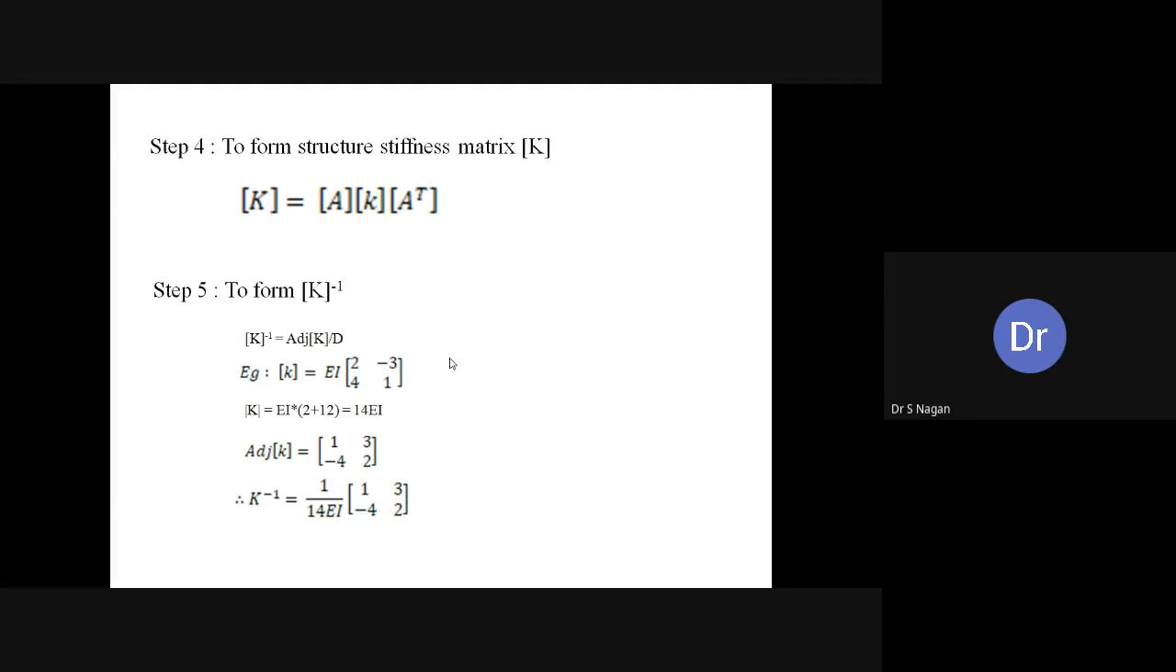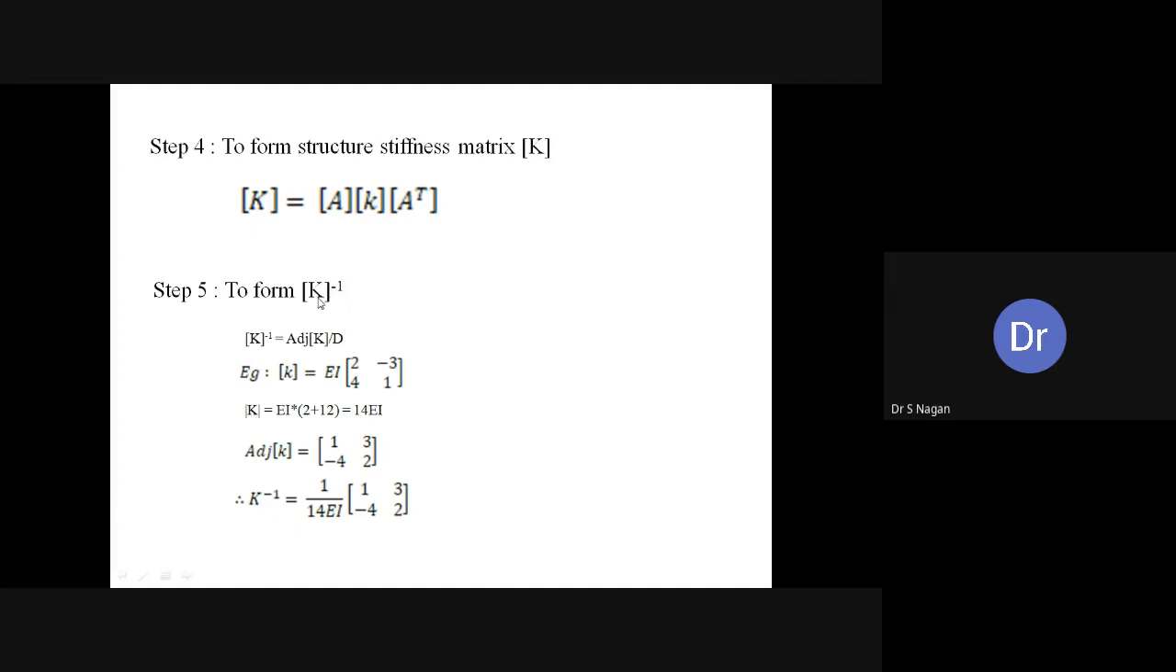So the determinant is nothing but small A1 into capital A1 plus small B1 into capital B1 plus small C1 into capital C1. That you can use. You need not go again to calculate the values. We already have capital A1, capital B1, capital C1. So small A1, small B1, small C1 are the given values, the values which we have in the small K matrix. So from that we can form the inverse of the capital K matrix.